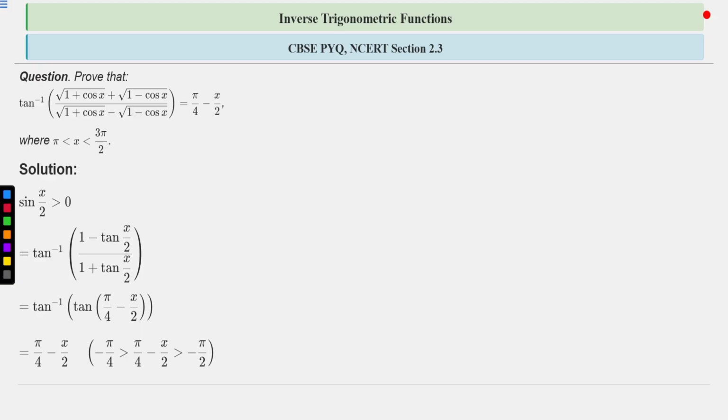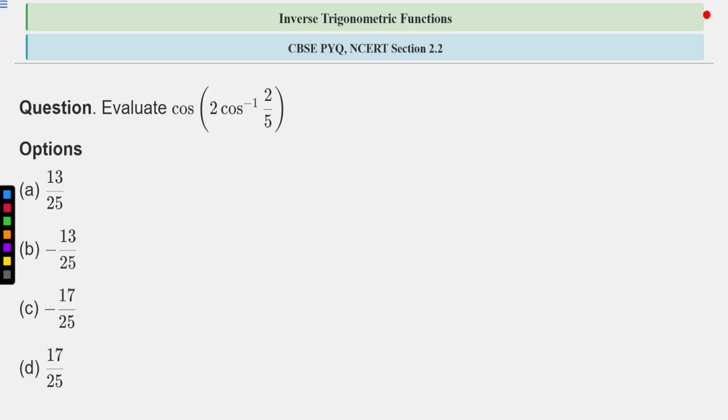Right, because we know that pi by 4 minus x by 2 will lie between minus pi by 4 to minus pi by 2, clear? Which is in the subset of minus pi by 2 to pi by 2, right? Therefore, the correct answer will be pi by 4 minus x by 2. Clear? Okay, let's move to the next question.